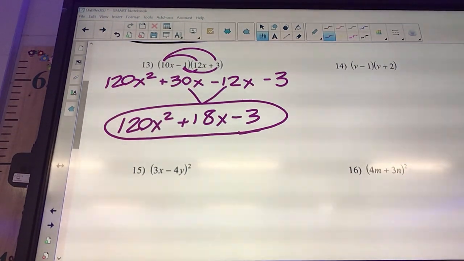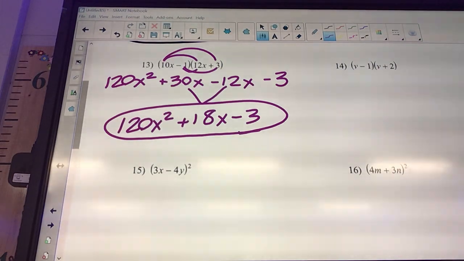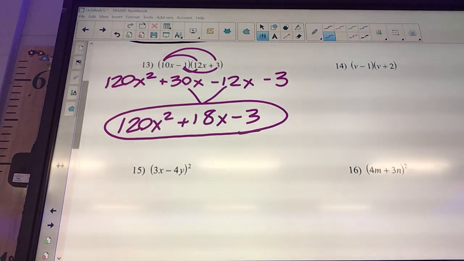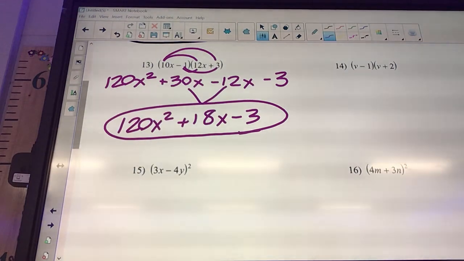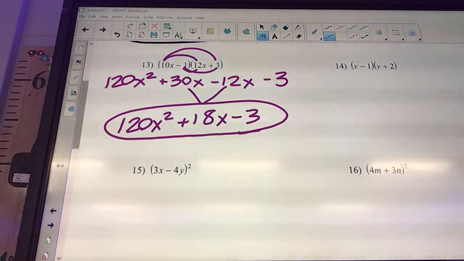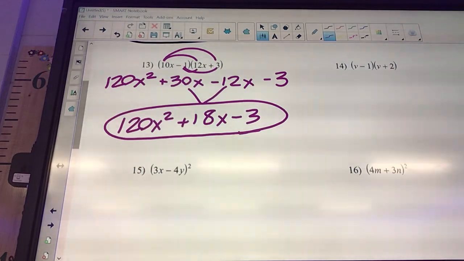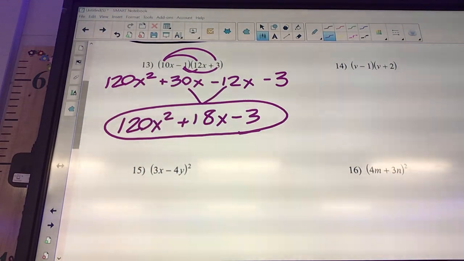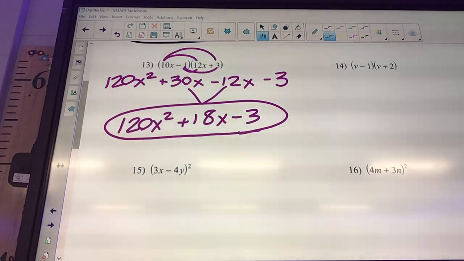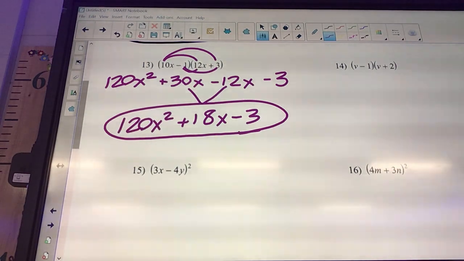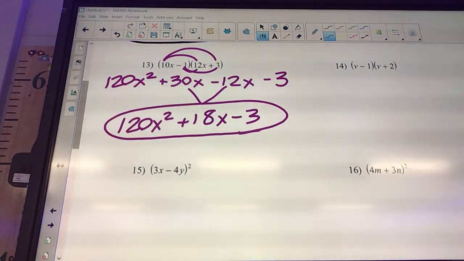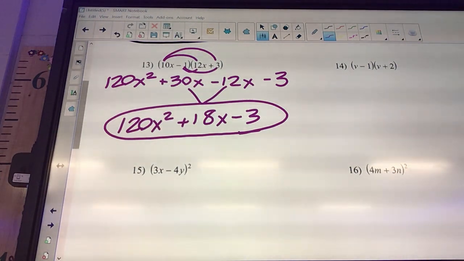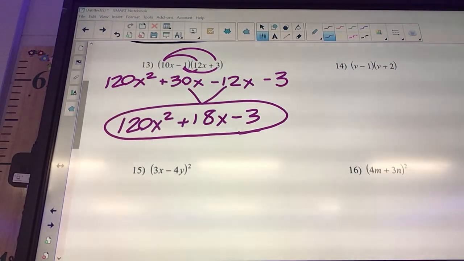Okay, where we start to see some differences is 15. What looks different? Yeah, okay, there's only one set of parentheses, and there's a 2 there, okay? Or a squared there. What does squared mean? What is 2 squared? 4, okay? What is 3 squared? 9, okay?